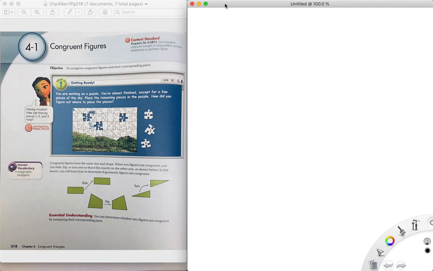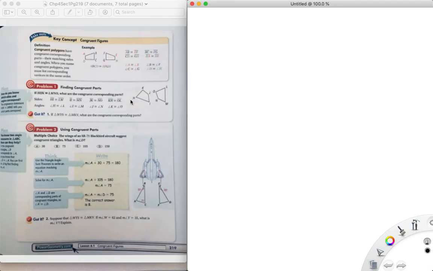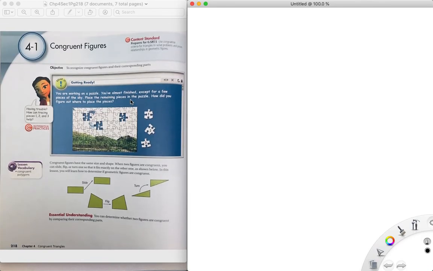Alright, so this is chapter 4, section 1, congruent figures. We've talked about angles being congruent, line segments being congruent. We can also have figures being congruent: rectangles, squares, triangles, etc. This chapter in particular is going to feature ways to prove triangles congruent.